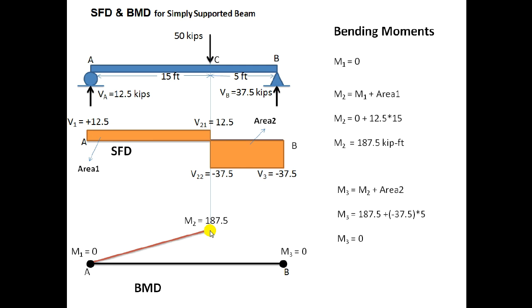Now the moment at 3, we can find out by this equation: previous moment plus the area of SFD in this region. This is the area of SFD in this region, minus 37.5 into 5. This I have found out. This is downward, so that is why we have taken it as minus 37.5 into this one. M3 is 0. Okay, this is the BMD. M3 and M1 must be 0 because at M1 place it is a roller and here it is a pin.